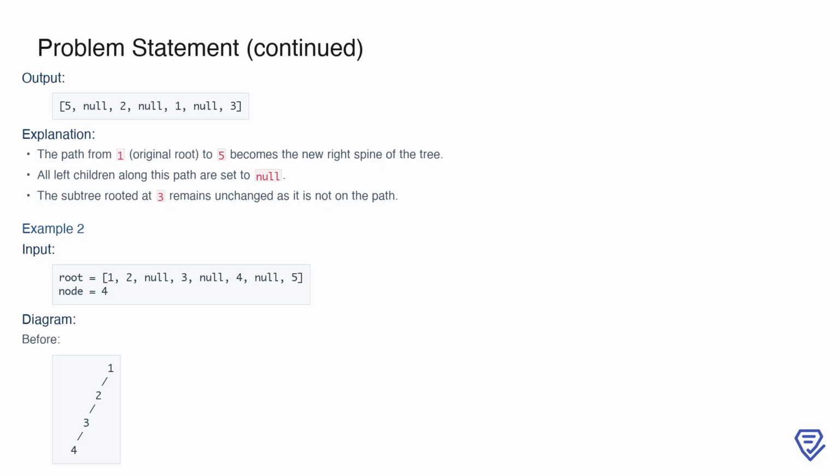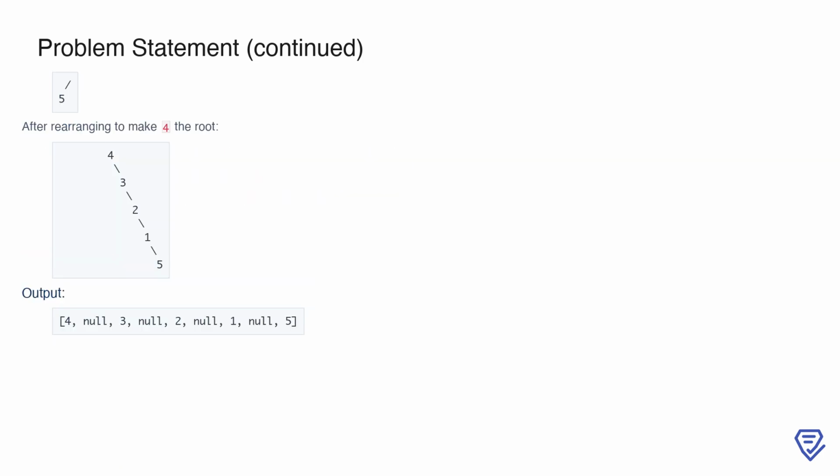Here's how the transformation works. The path from the original root 1 to the new root 5 has been converted into the new right spine, with each parent becoming the right child of its child. All left children along this path have been set to null, and the subtree rooted at 3 remains intact since it was not part of the transformation path. This clearly demonstrates the rules of the problem, forming the right spine from the path and preserving any subtrees not in the path. Here's another example to illustrate the concept further.